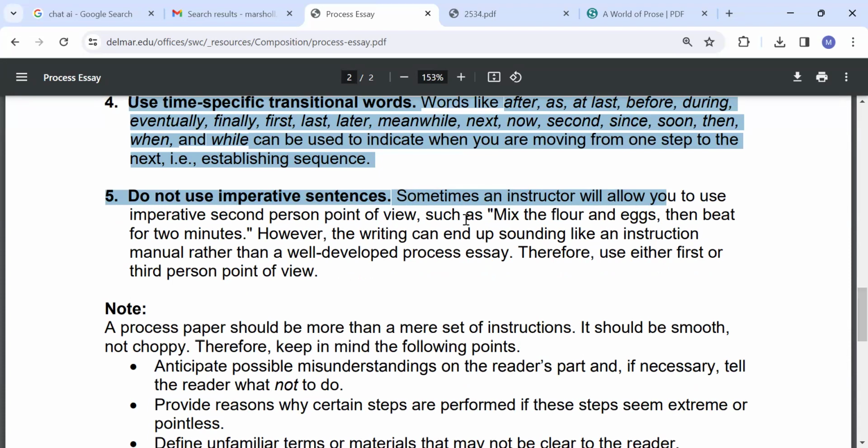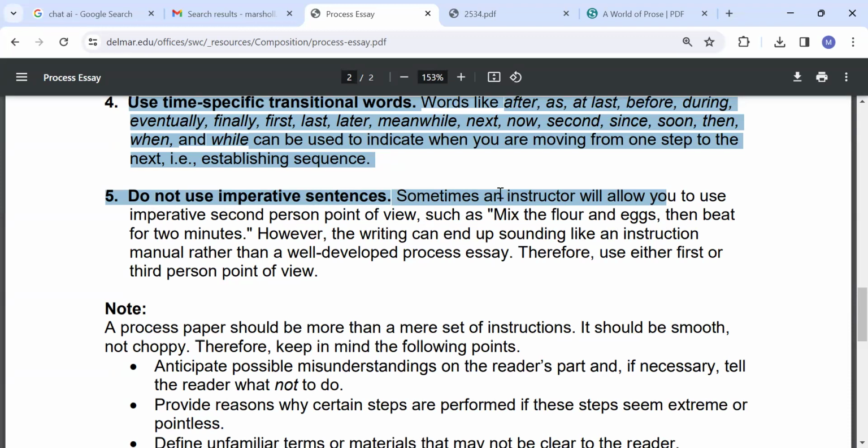Now, when you're planning your process essay, sometimes your work will look like a recipe or a manual for assembling, or just a manual with number 1, number 2, number 3, step-by-step instructions. And they'll use words like mix the flour and the eggs, put the eggs in the batter, place the egg in a frying pan. All of these are called imperative sentences because they do not have a subject.